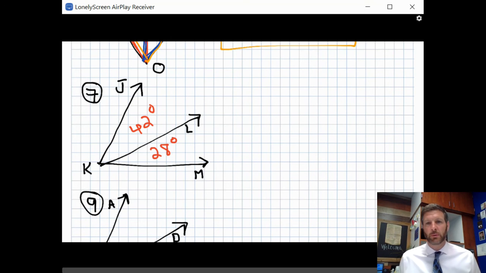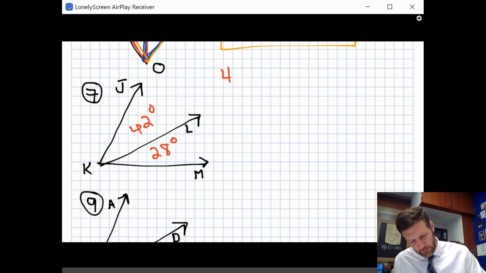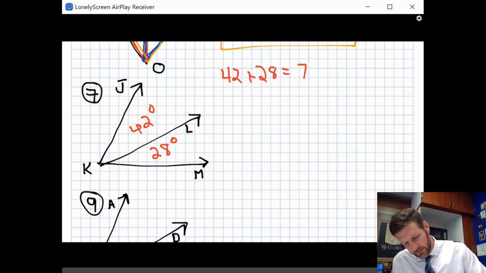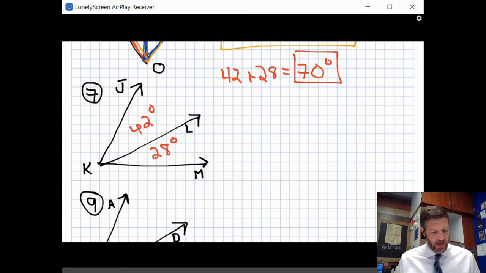Okay, so this is a pretty straightforward one, but I just wanted to walk you through how I identify the angles correctly. And now, if I know the 2 smaller angles, and I'm looking for this larger angle, JKM, we're just going to add them together, 42 plus 28. And that equals 70. So 70, again, no naked answers. We got degrees, so let's put something on there so we're not embarrassed. So the measurement of angle JKM is 70 degrees.